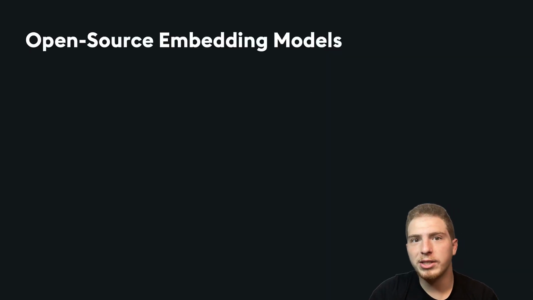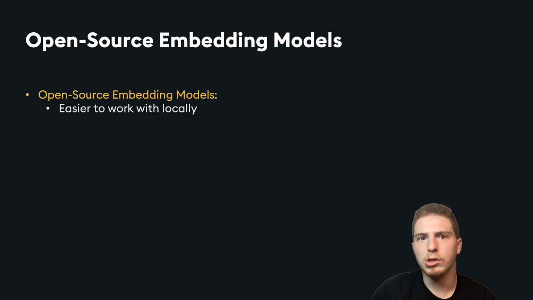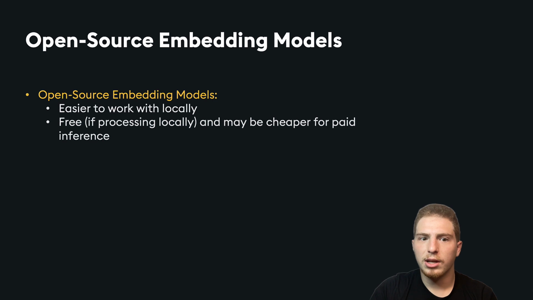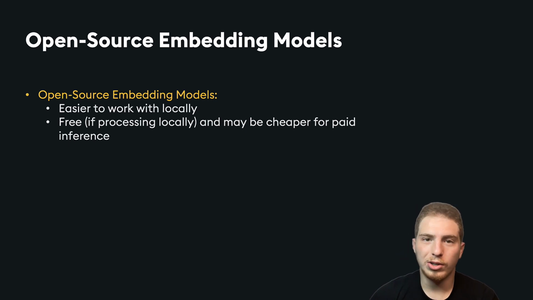So there are two main types of embedding models: open source embedding models and closed source embedding models. Open source embedding models have a major advantage that you could work with them locally. This means that you could, for free, download the model and process all of your data locally. And this is going to be much cheaper if you have a lot of data than working with an external model provider. Another thing to note is that paid closed source models are typically pretty cheap until you hit scale, and then those costs really add up.